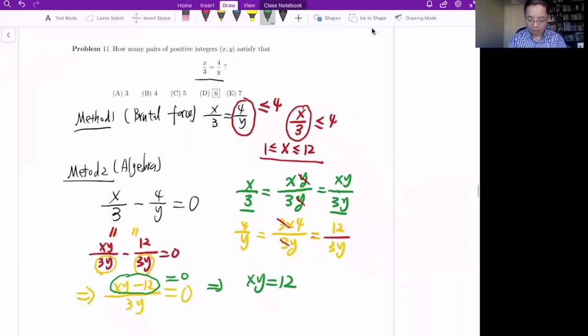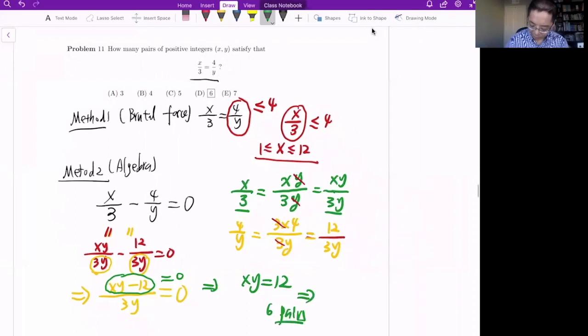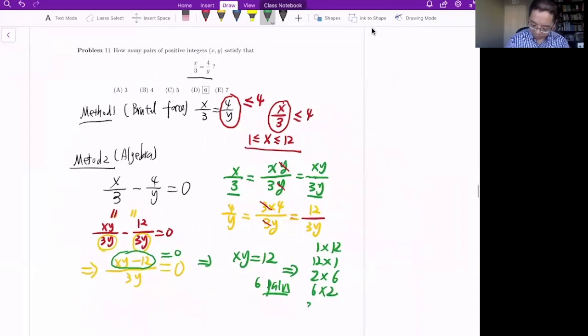Then all you need to find is pairs of positive integers whose multiplication is 12. Here the order matters, right? We have 1 times 12, 12 times 1, 2 times 6, 6 times 2, and of course we also have 3 times 4 and 4 times 3. So there are 6 pairs of x and y.